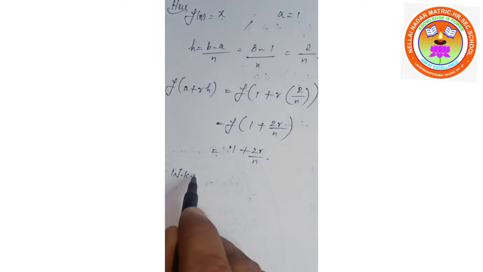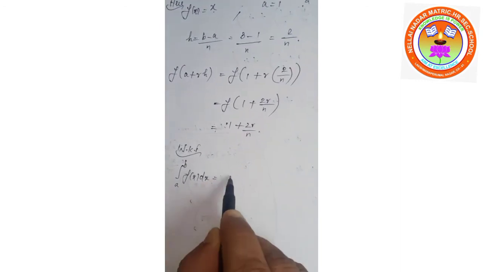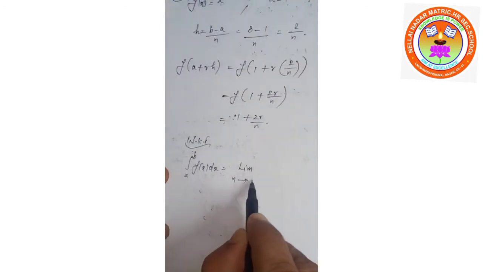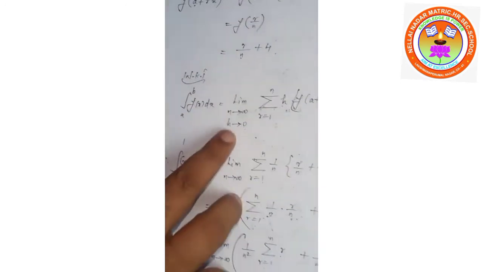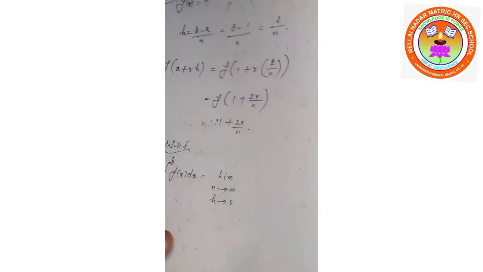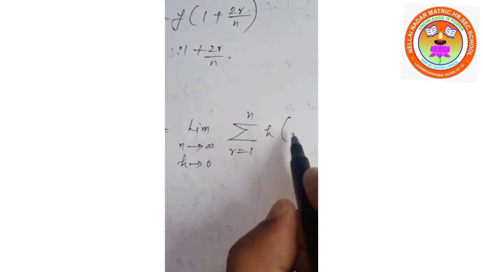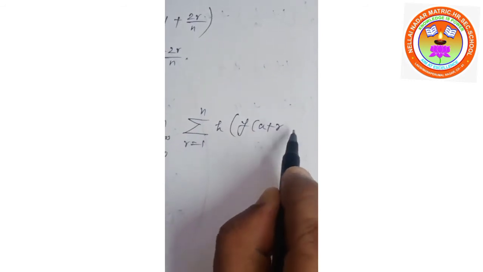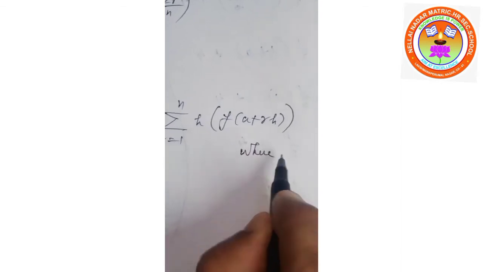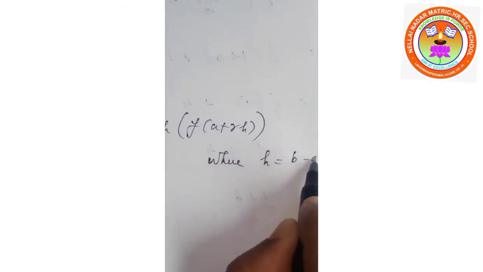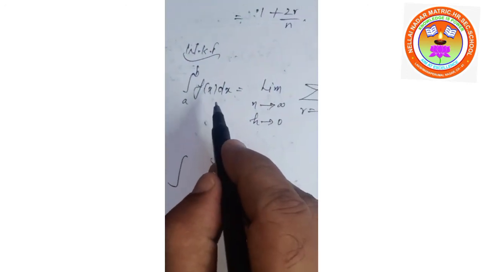Then we know that integral a to b f of x dx is equal to limit n tends to infinity, h tends to 0, sigma r equals 1 to n, h into f of a plus r into h, where h is equal to (b minus a) by n.